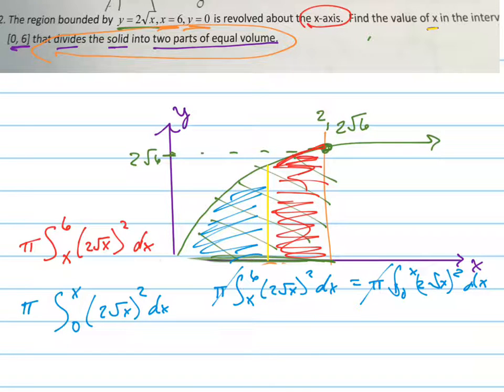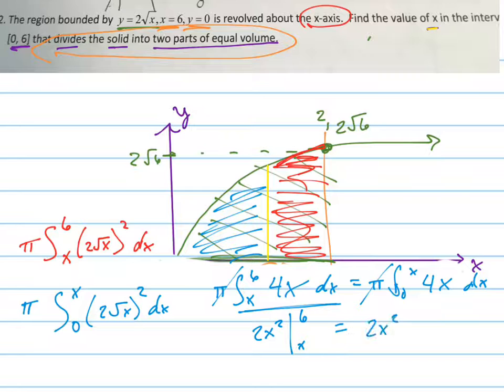Well, what I would do is this. I would do it the old-fashioned way. So this just equals, let's clean this up, 4x, right? So let's just actually compute this integral. That would be 4x squared over 2, which just means it's 2x squared. It's 2x squared from x to 6, and this is 2x squared from 0 to x.